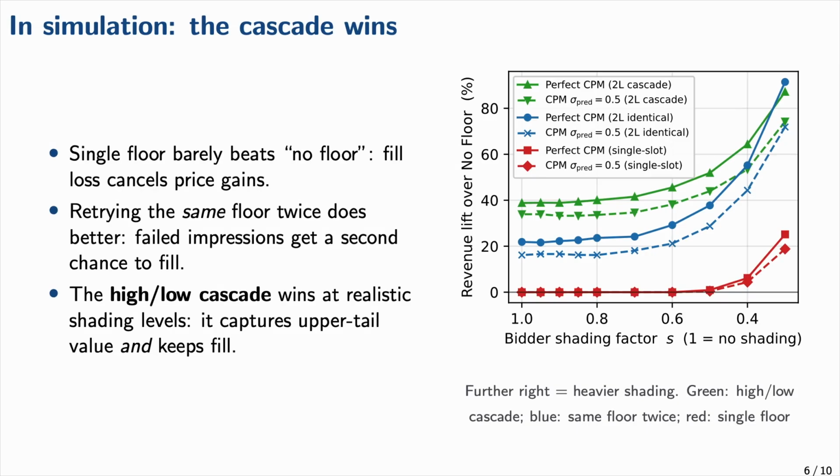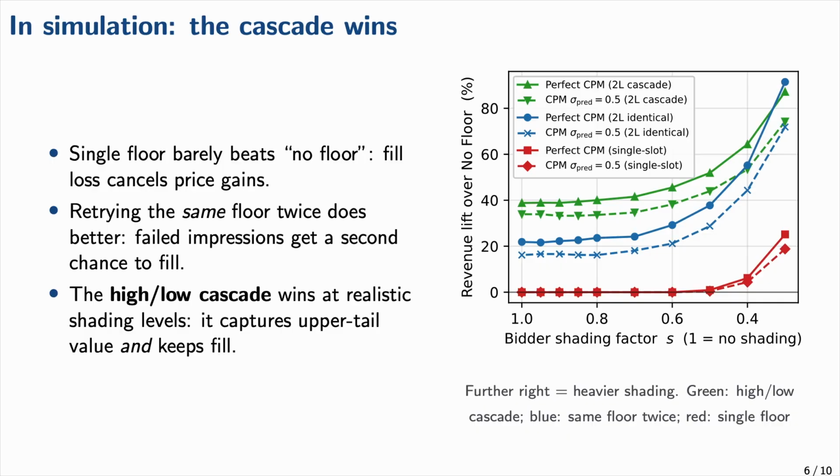This chart is one of the main simulation results. Along the x-axis is how heavily bidders shade. A shading factor of 0.8 means they bid at 80% of their true value. At the left-hand side, they bid close to their true value, and as you move right, they shade more and more. The y-axis is the revenue lift each strategy achieves, compared to running no floor at all. Solid lines are labelled perfect CPM. That predictor knows the true average price for each context, so it's perfect apart from the bidder's inherent randomness. Dashed lines add prediction error on top, and the gap between them shows how much prediction accuracy matters.